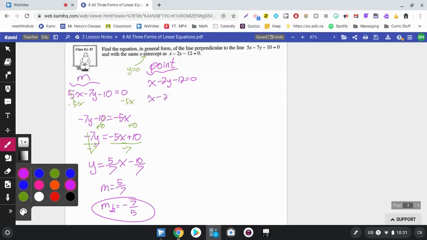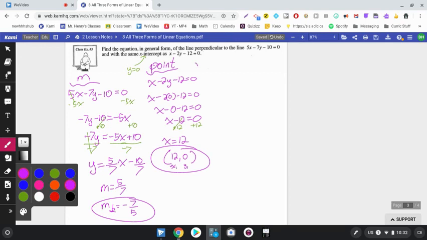X minus 2 times 0 minus 12 equals 0. Okay, 2 times 0 is 0. So x minus 0 minus 12, or x minus 12 equals 0, and it's a one-step solve. Add 12 to both sides. X equals 12. Okay, which means your point is x comma y, 12 comma 0. That's my x1 and y1.